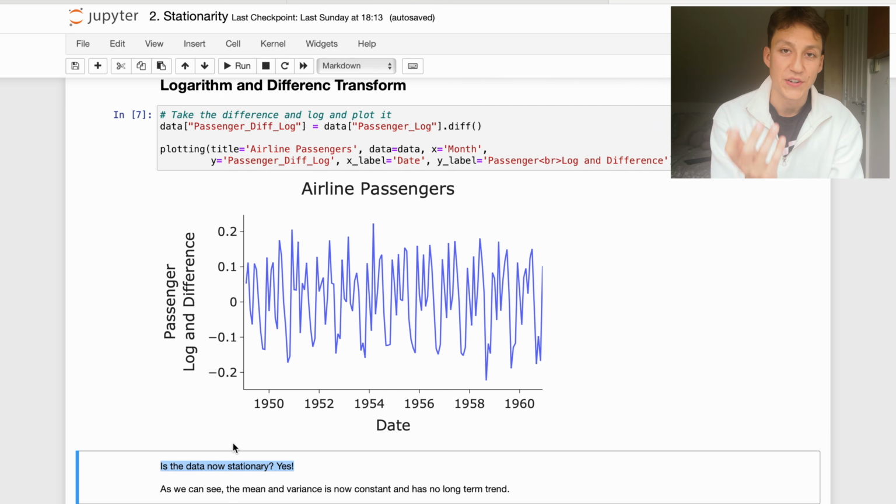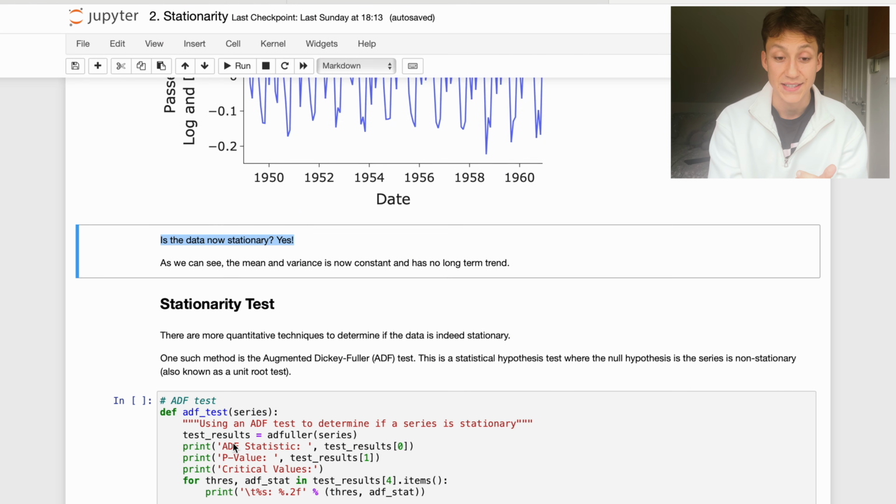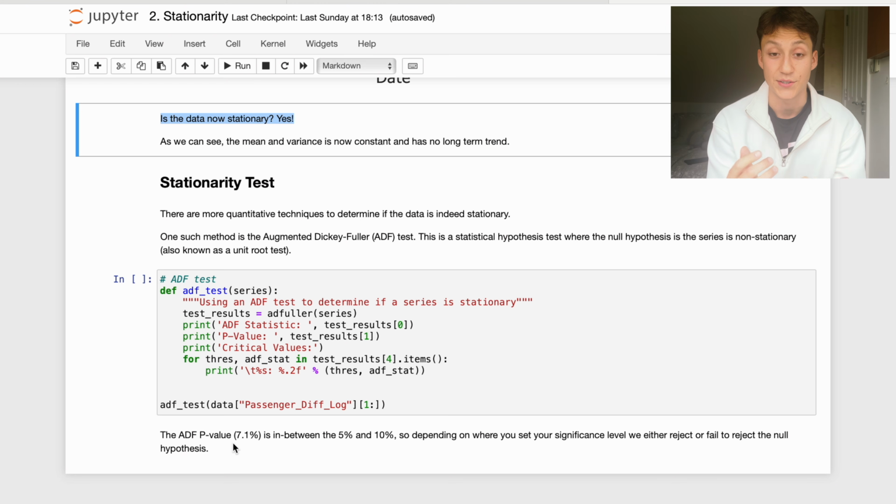However, I mean, this is just visually, right? We're just saying, by me guessing and looking at this, I can say a time series is stationary. But we kind of want to be a bit more quantitative about it, and there are quantitative measures of doing this, and what we can do is use a statistical test.